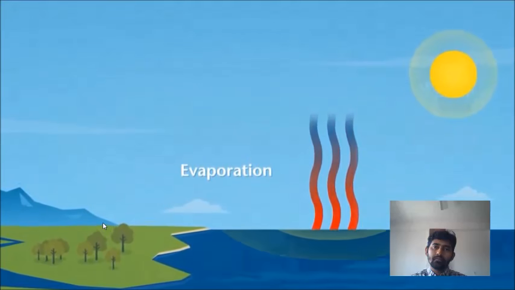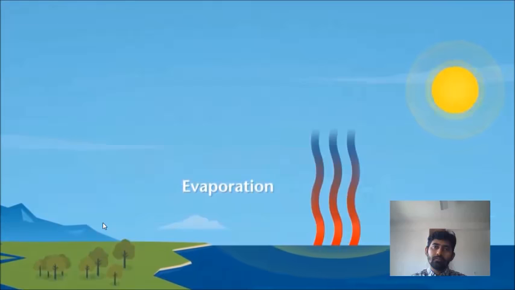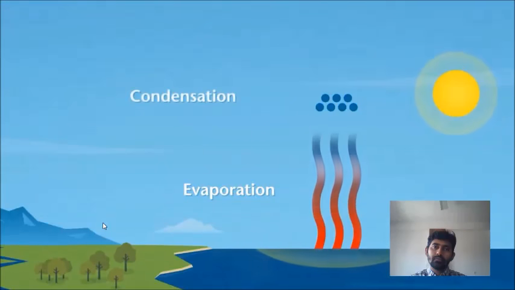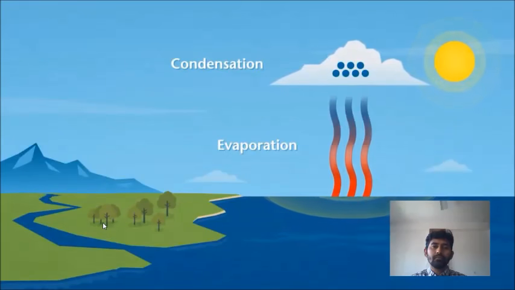And the further you move up and away from the Earth's surface, the colder the temperature gets. So in the sky, the water vapor cools and changes back into tiny water droplets. This change is called condensation and is the opposite of evaporation. Clouds are made up of tiny water droplets, so when condensation occurs in the sky, clouds form and grow.